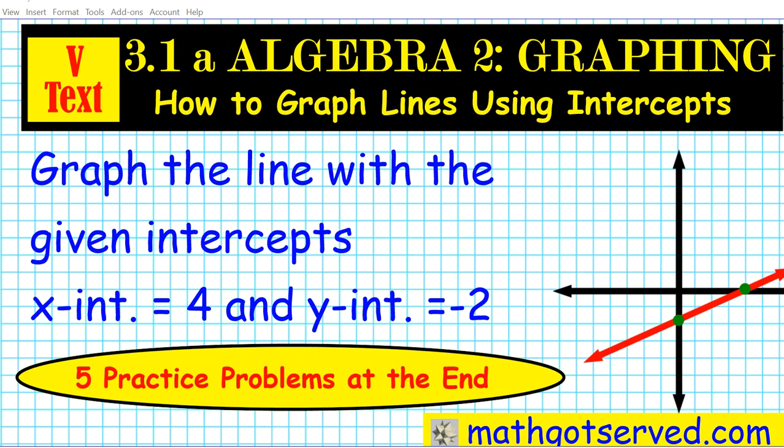In this clip, we're going to be going over section 3.1a of our virtual Algebra 2 text on graphing. In this tutorial, we're going to be looking at how to graph lines using intercepts. So we're going to be solving problems like the one presented here. Graph the line with the given intercepts. X intercept is 4, Y intercept is -2. And you have to generate the related linear graph.